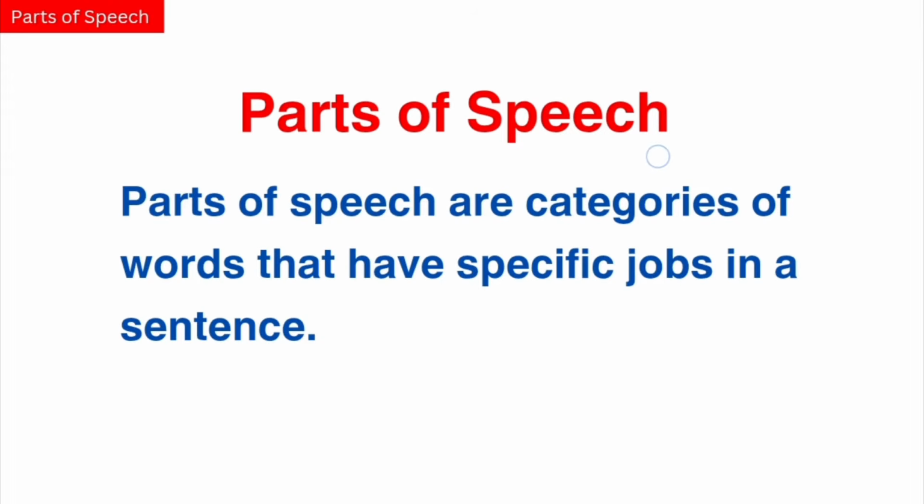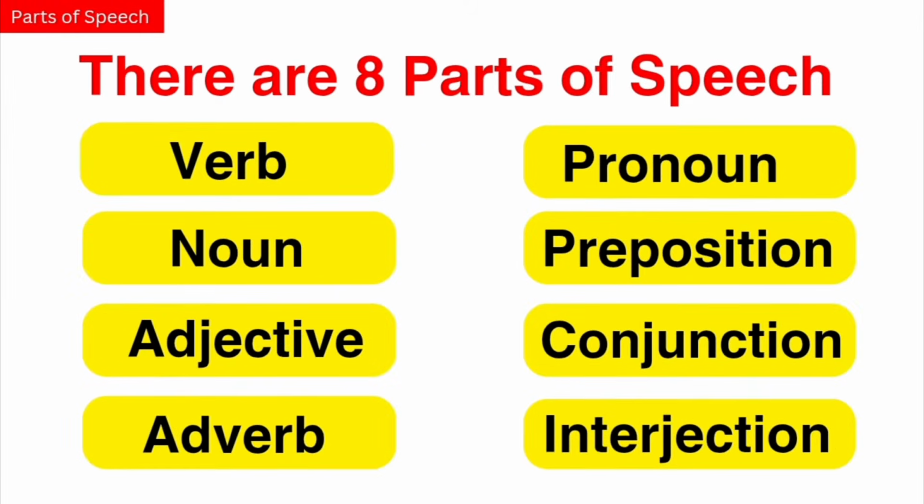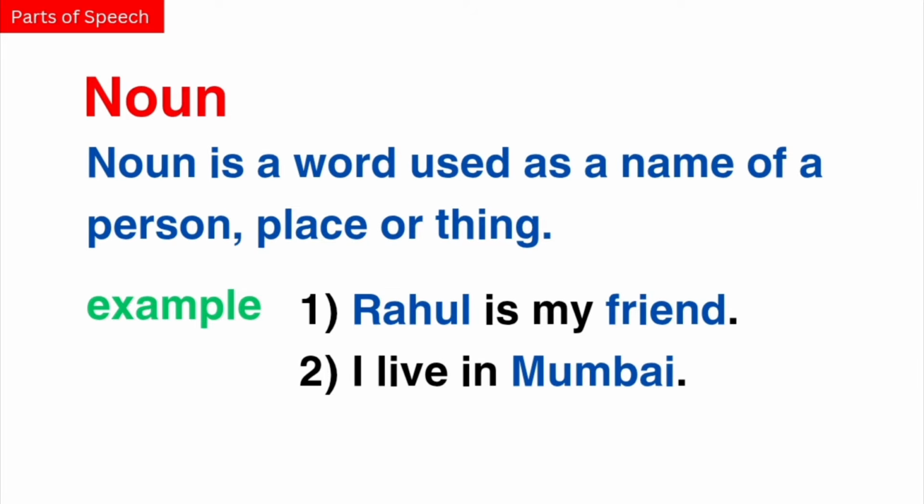Parts of speech. Parts of speech are categories of words that have specific jobs in a sentence. There are 8 parts of speech: verb, pronoun, noun, preposition, adjective, conjunction, adverb, interjection. Noun. Noun is a word used as a name of a person, place, or thing.